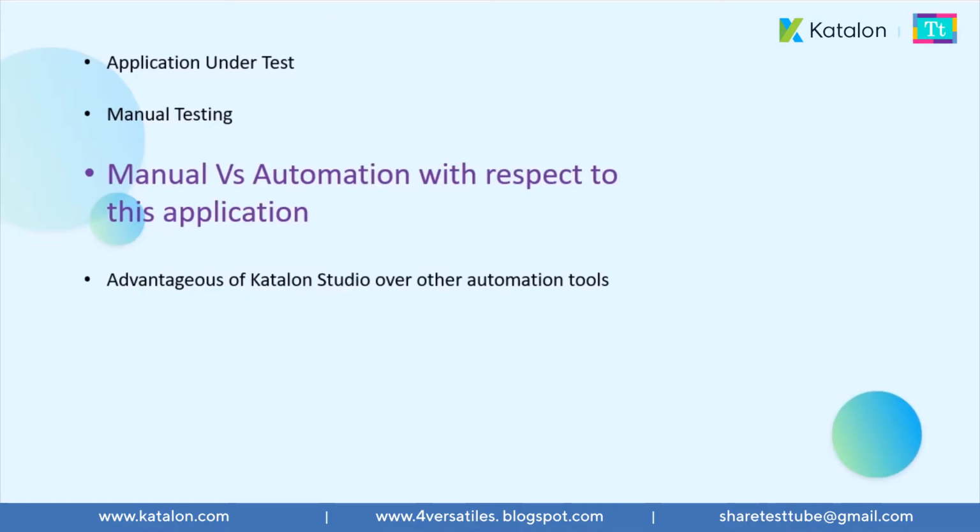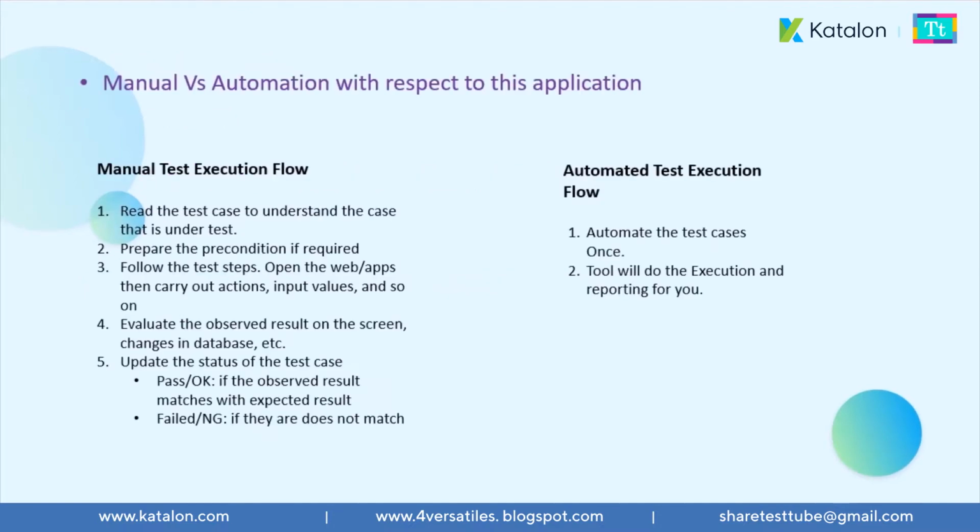Now we know we have 6 test cases that are designed. Normally they are manually executed. Now we are going to see manual versus automation in the context of these 6 test cases which are designed so far. So now let us observe the manual execution flow in the context of these 6 test cases.